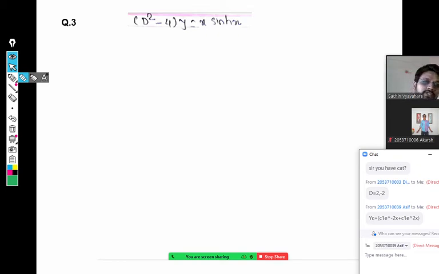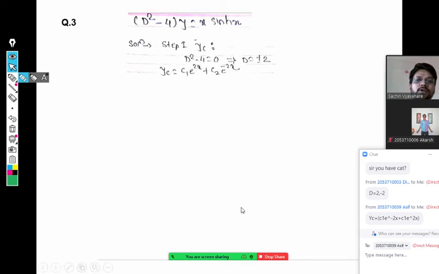C1 e raised to 2x plus C2 e raised to minus 2x. You have written C1 at both places, no issue. Mistake, okay, no issue. So that is about the CF, complementary function. Now complete that YP, particular integral. So it is straightforward, x into v only. There is no exponential term. So x into v form only.